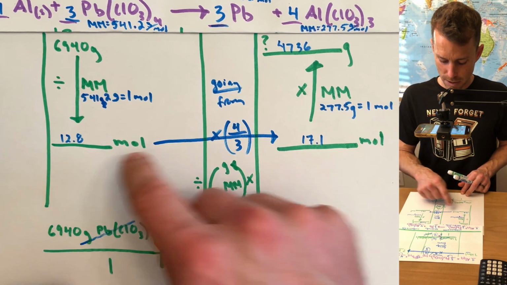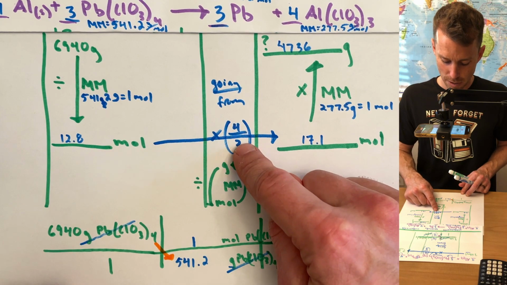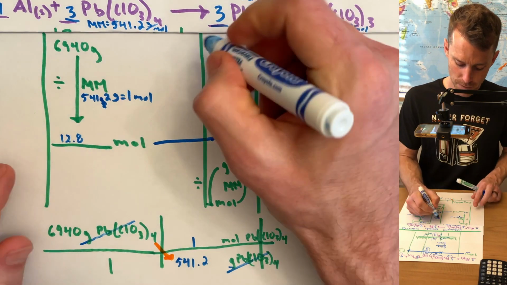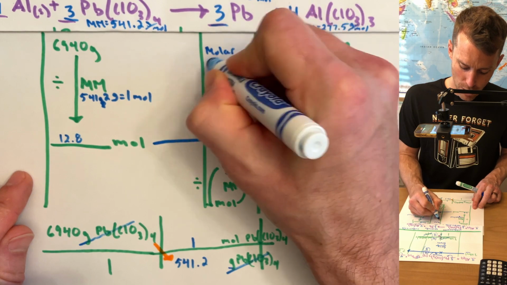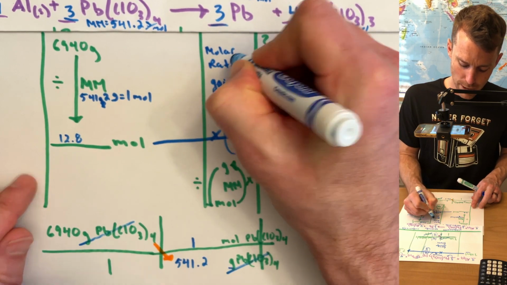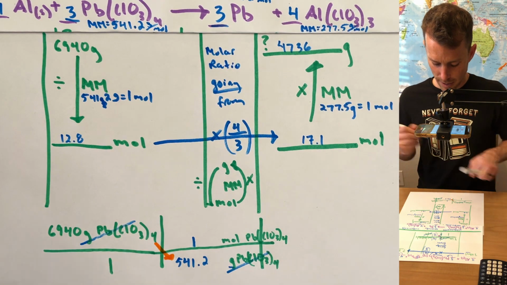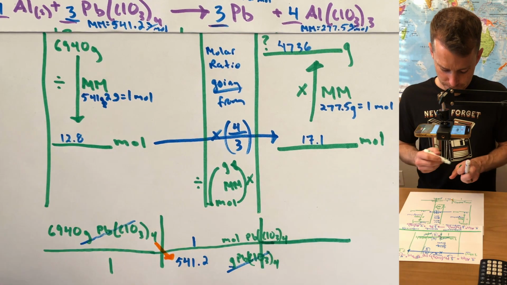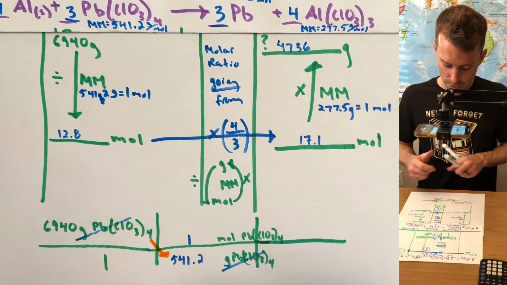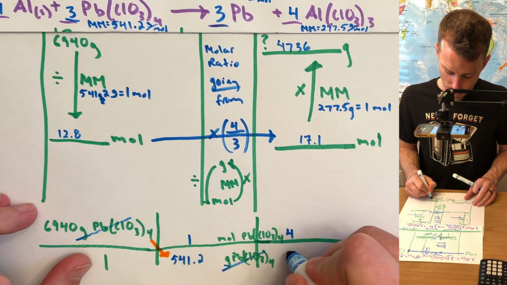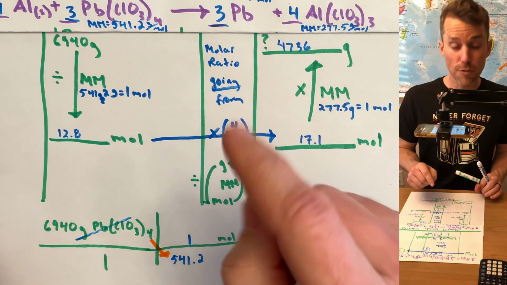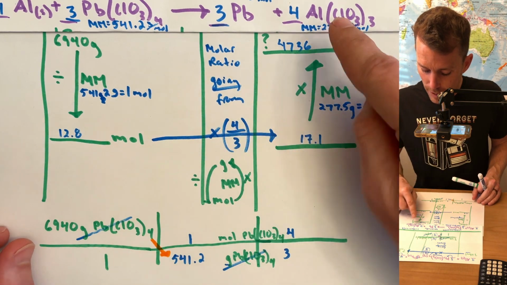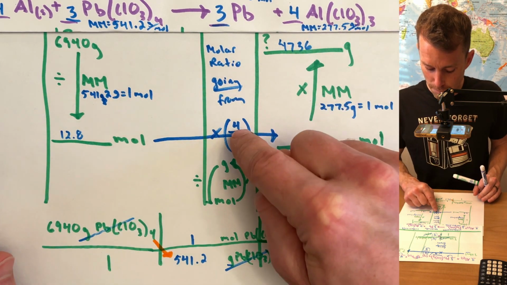How do we get from here to there? Molar ratio. So this is our molar ratio. And this now, we know our numbers, 4/3. So I'll just jot that down, 4/3. So what does that 4/3 mean? The 4 is my aluminum chlorate moles.